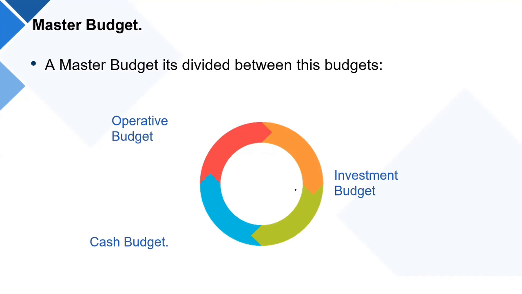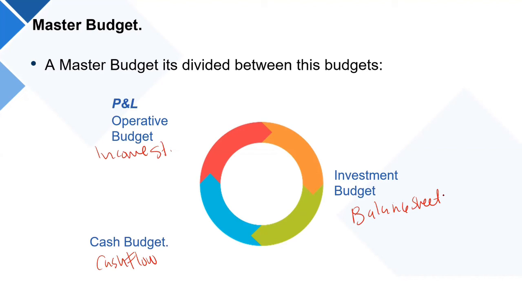Well, with the cash flow, right? The cash budget, I think. So that's the cash flow. The operative will be the income statement, and the investment, the balance sheet. You all agree with that? Yes.